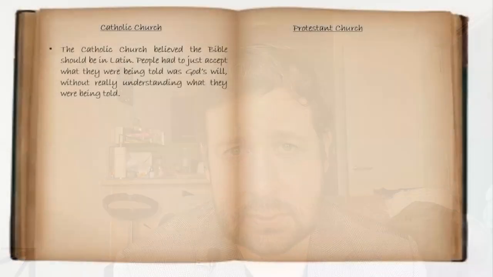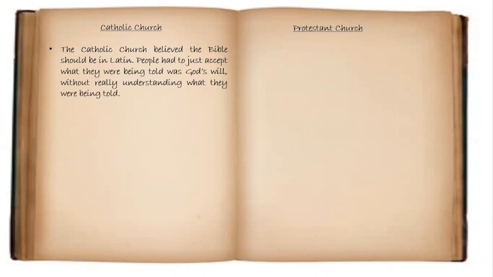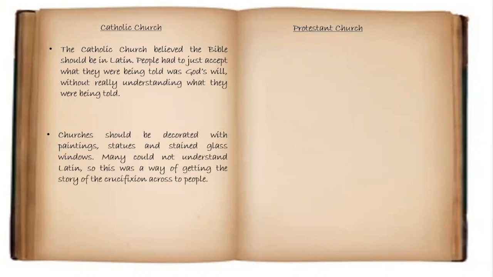Let's remind ourselves of some of the differences between the Catholic Church and the Protestant Church. The Catholic Church believed the Bible should be in Latin. People just had to accept what they were being told was God's will, really without understanding what they were being told. Churches should be decorated with paintings, statues, and stained glass windows. Many could not understand Latin, so this was a way of getting the story of the crucifixion across to people. The Pope was the head of the church and has a final say on all religious matters.